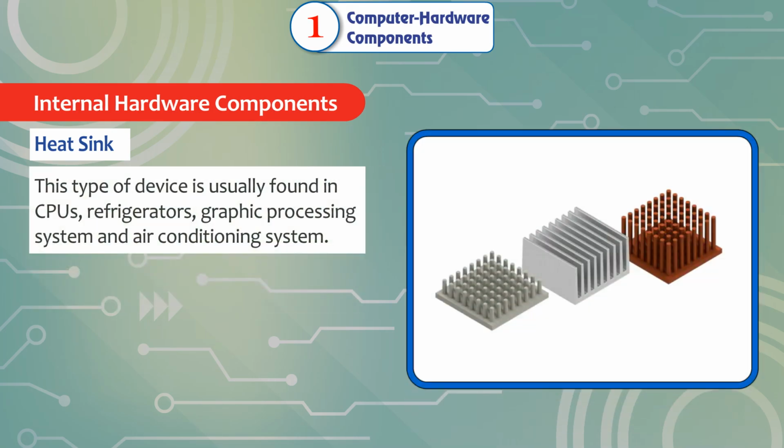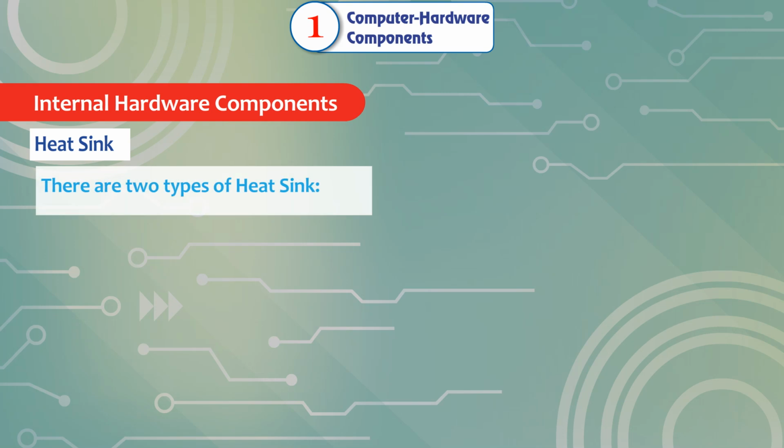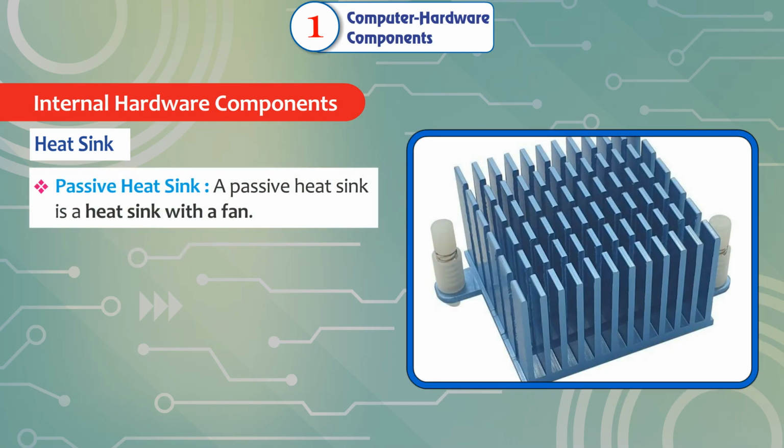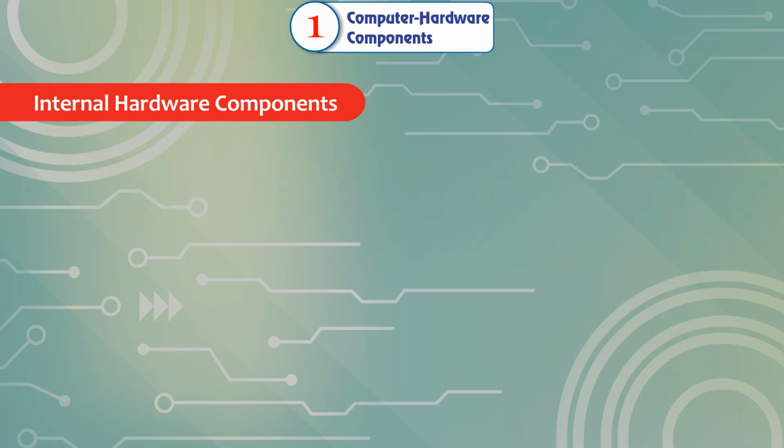This type of device is usually found in CPUs, refrigerators, graphic processing systems, and air conditioning systems. There are two types of heatsink. Active heatsink: an active heatsink is a combination of heatsink and a fan. Passive heatsink: a passive heatsink is a heatsink without a fan.